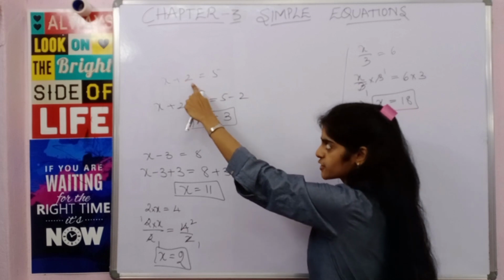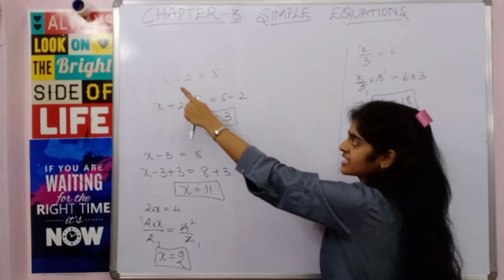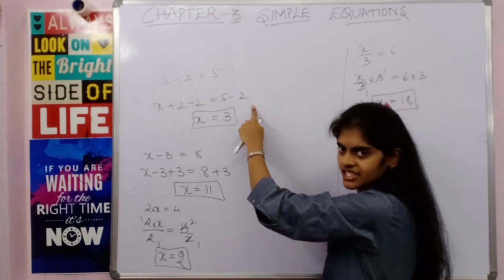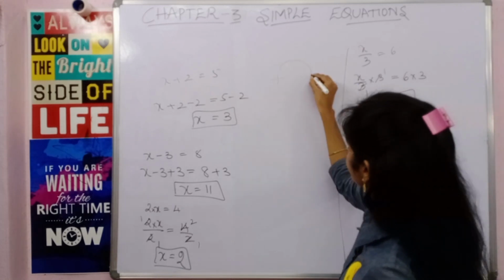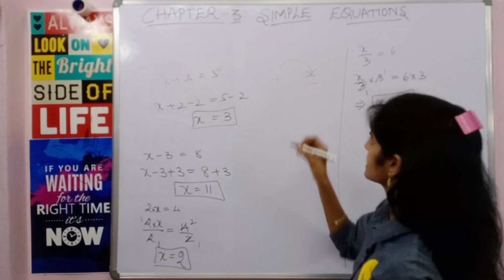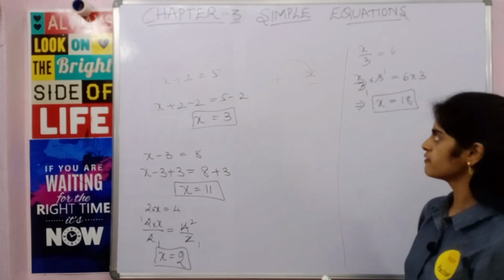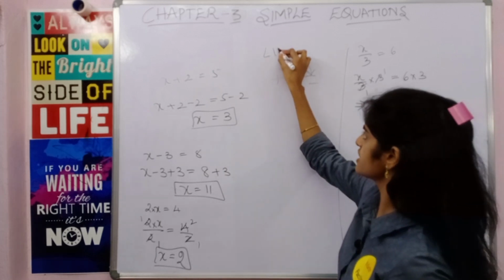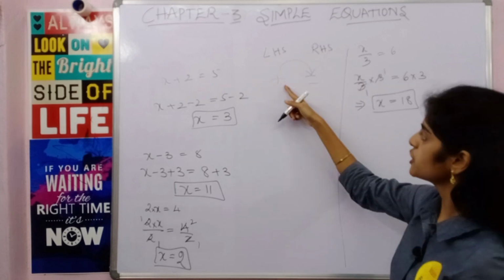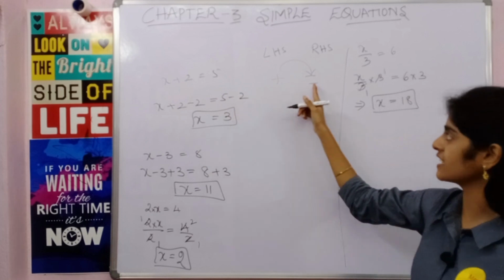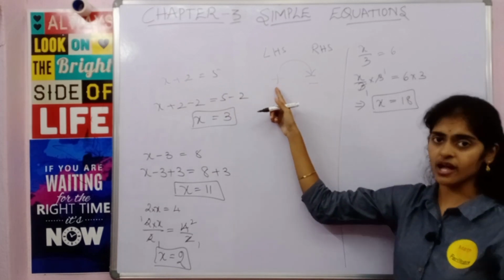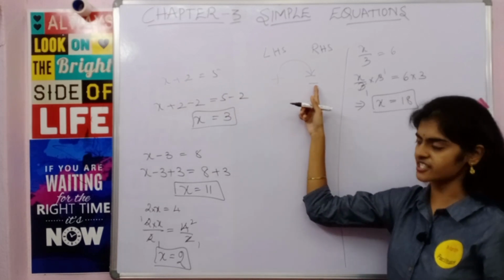Since you have plus 2, you are subtracting. Since you have plus 2, you are writing minus 2 in RHS. Clear? You have a plus value in LHS, this is LHS and this is RHS, so you are subtracting it in RHS. Plus 2 in LHS, you are writing minus 2 in RHS to get the value.